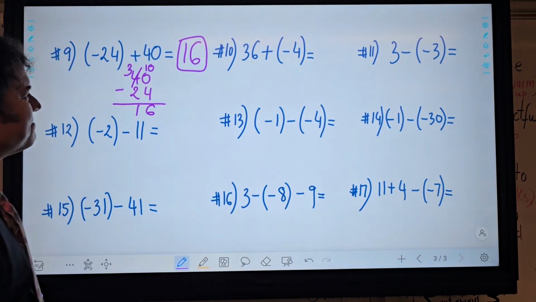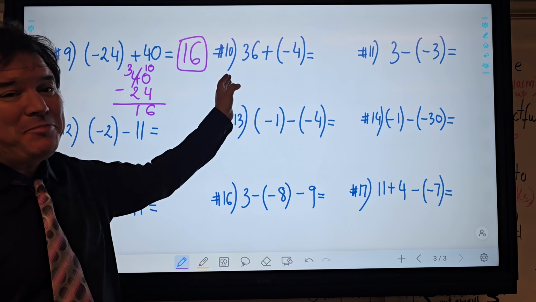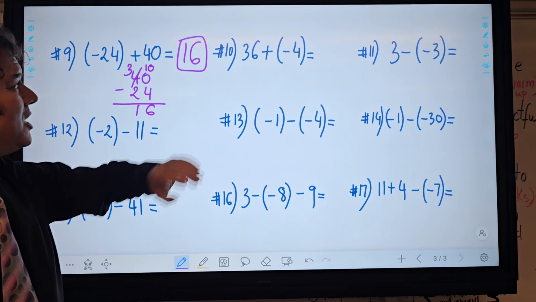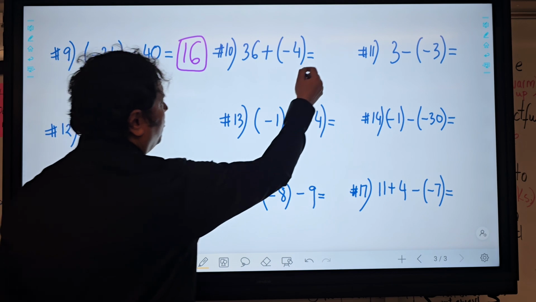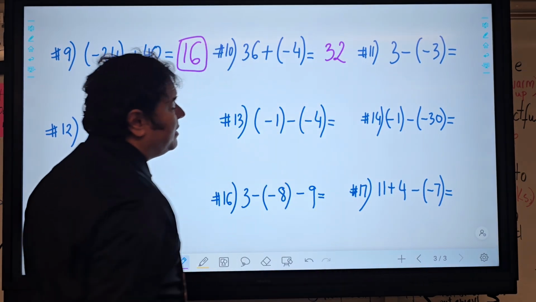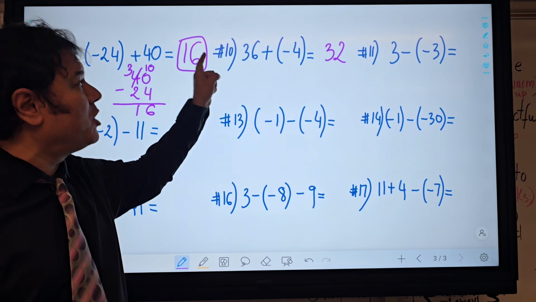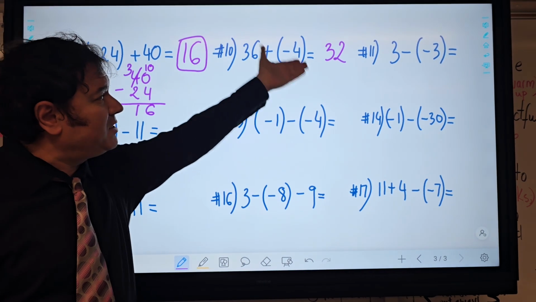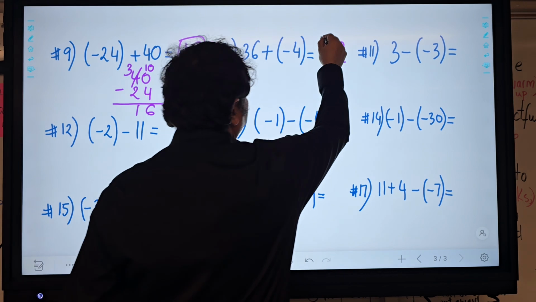Final answer. Number 10, the same thing. Different signs, subtract. Let's subtract the numbers. 36 take away 4. We get 32, right? And then we are going to keep the sign of the larger number, which is 36. And 36 is positive. So the final answer is positive 32.